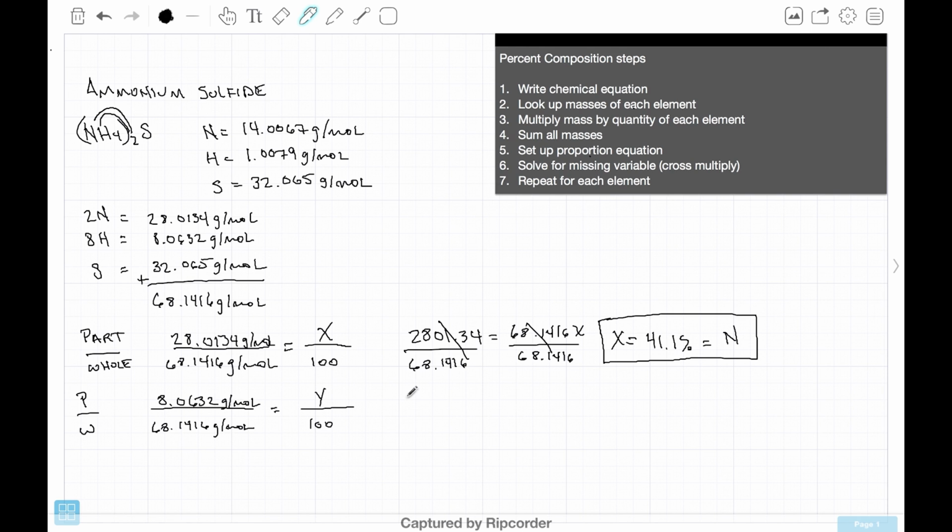So now cross multiply, and you'll get 806.32 equals 68.1416 y. Division will get y alone. And I found that y equals 11.8%. And that represents the percentage of hydrogen in ammonium sulfide.